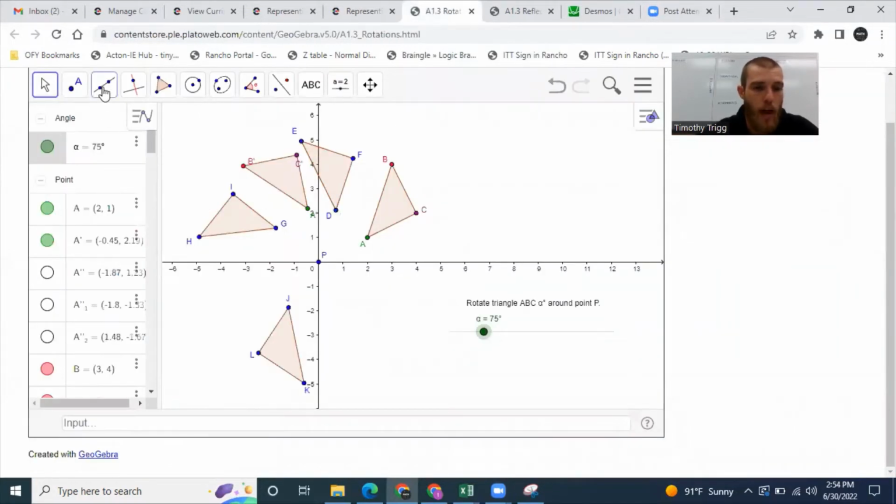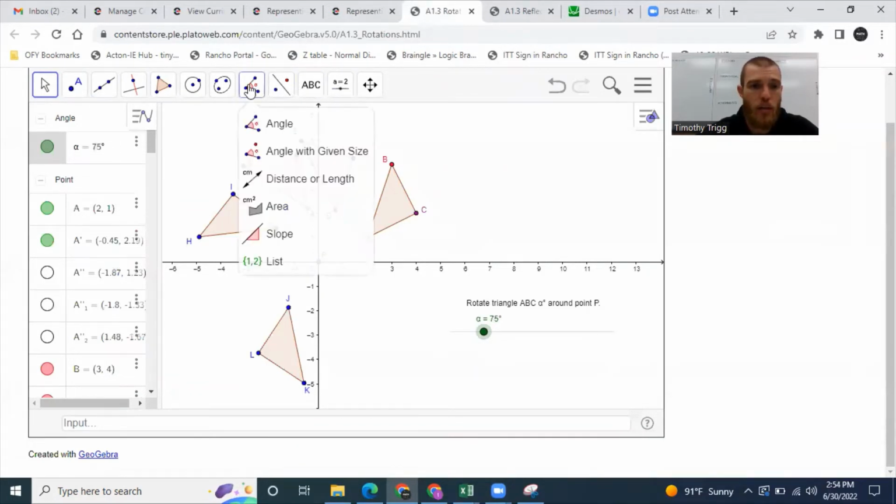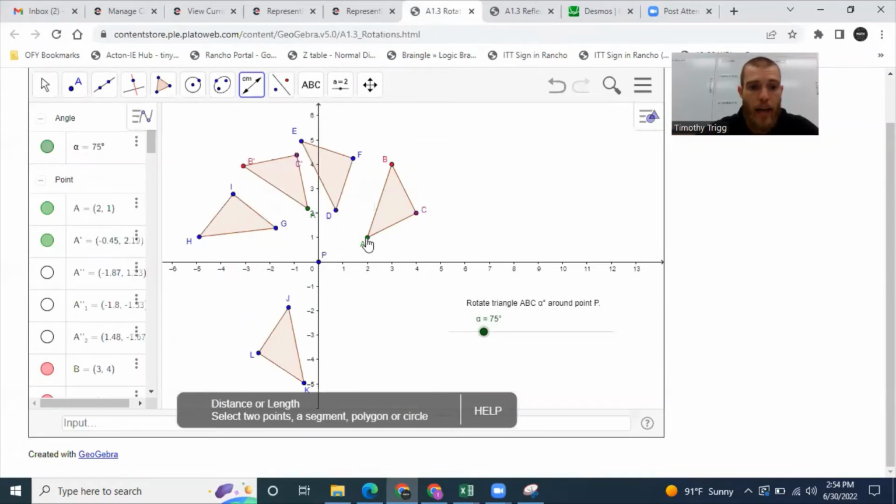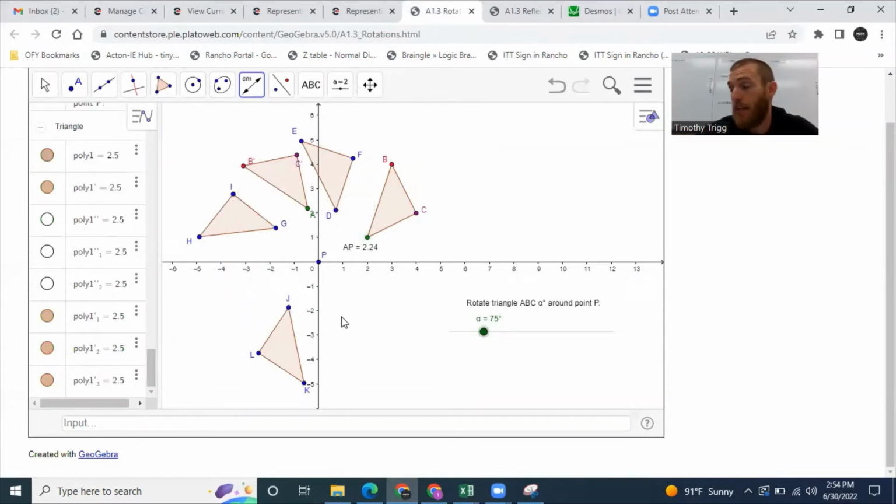So how do we do that? Well, on GeoGebra, we want to go to distance or length. So that's going to go underneath here. You go to this tool, distance or length. Click on A, then P. Notice it gives you the distance there, 2.24. Then go B to P, C to P.